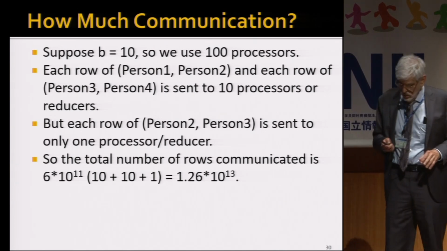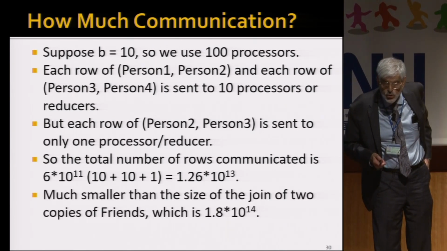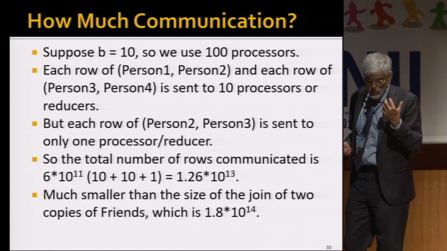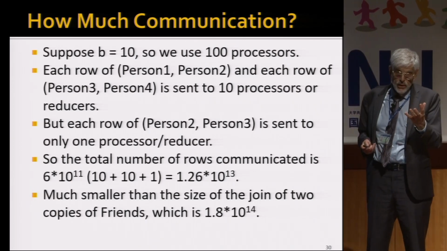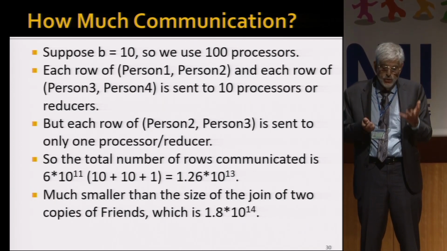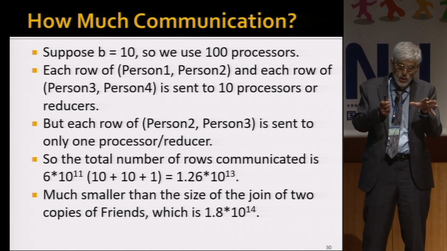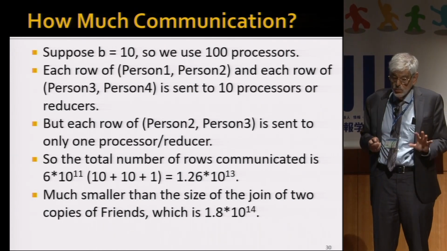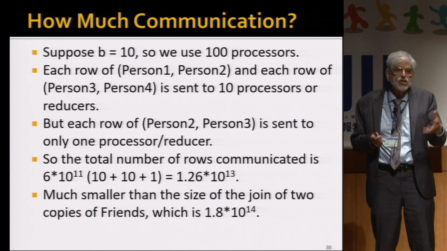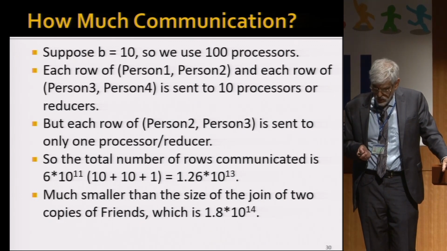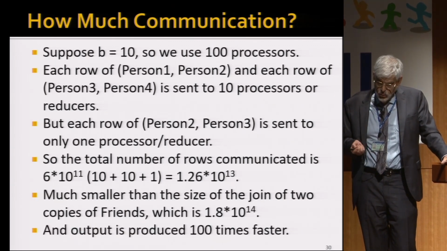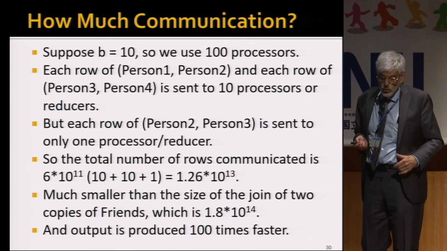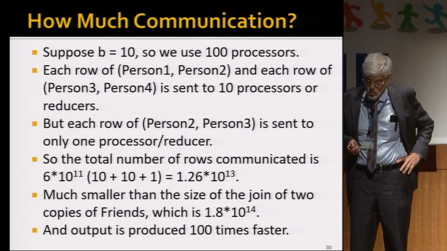It's a very big number, but it's significantly smaller, in fact, than the number of rows you'd get if you just joined two copies of friends. That is, if you use the naive way of computing friends of friends of friends. So we at least have some hope that this will involve less communication and less work. And by the way, if you use 100 processors, you would expect that the output will be produced 100 times faster than if you used one processor.